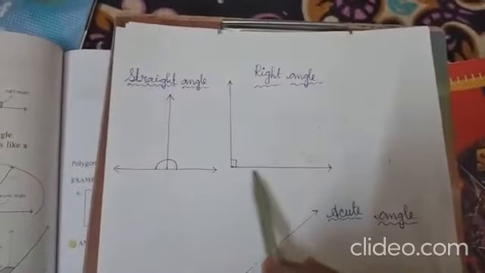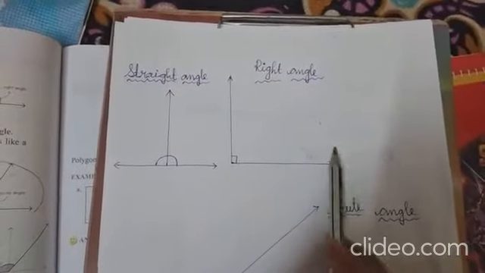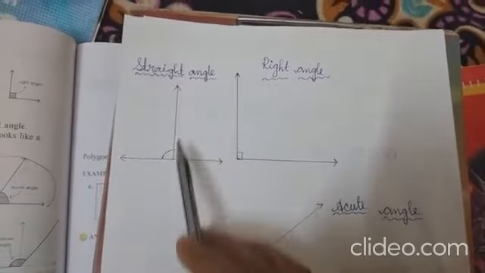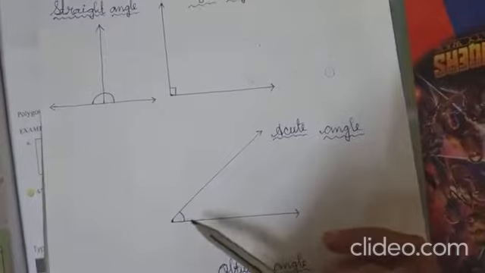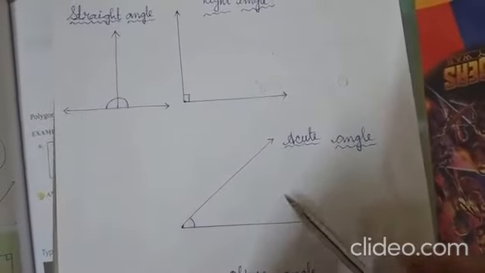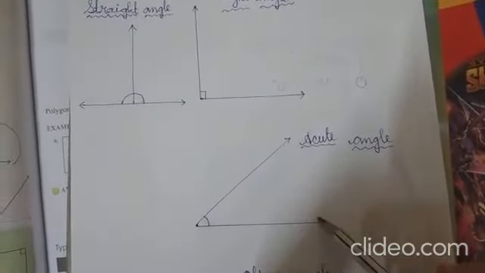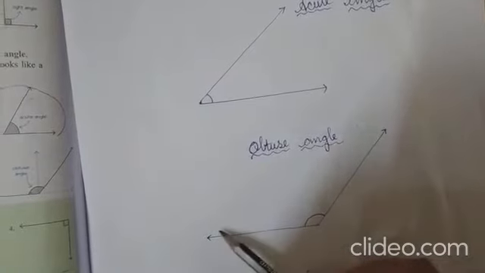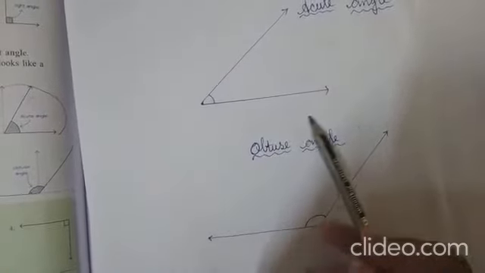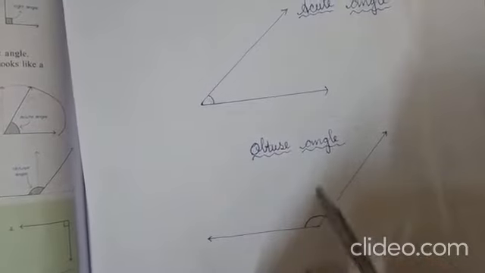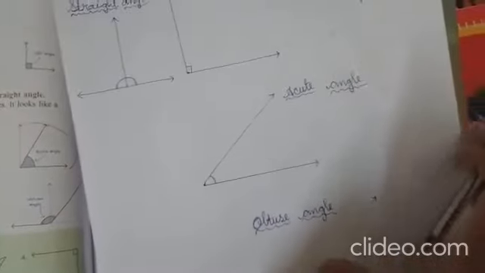Right angle shape. This will be exactly 90 degrees. Straight angle shape, 180 degrees. The whole protractor will come to 180 degrees. Acute angle, between 0 and 90 degrees. Like this shape. Obtuse angle, from 90 to 180 degrees. This is the shape. Understand, students?